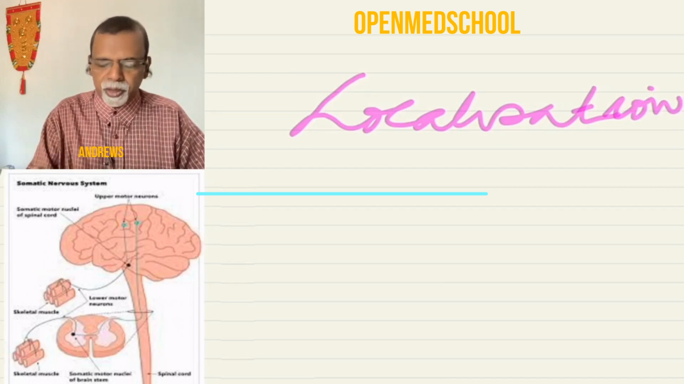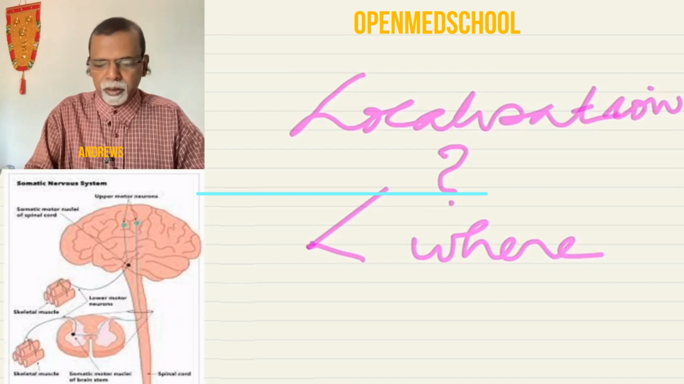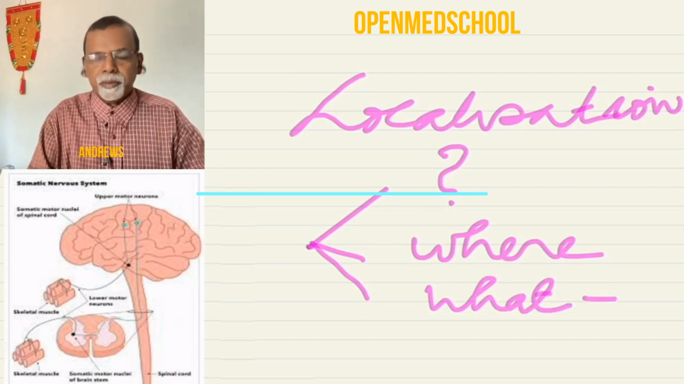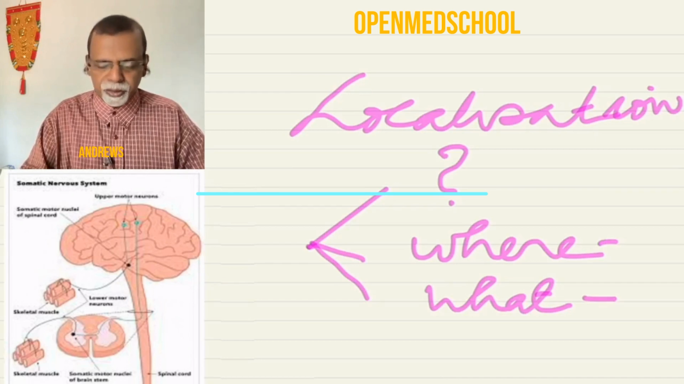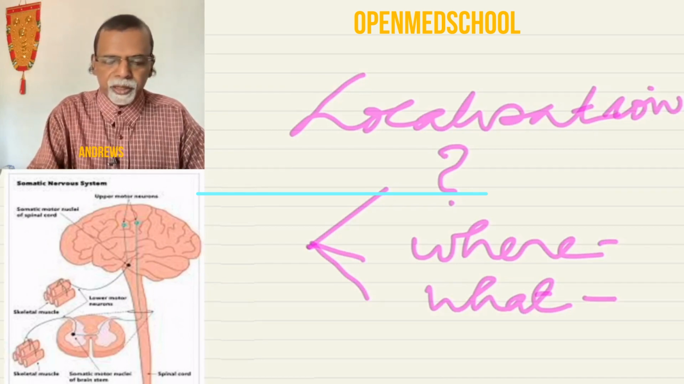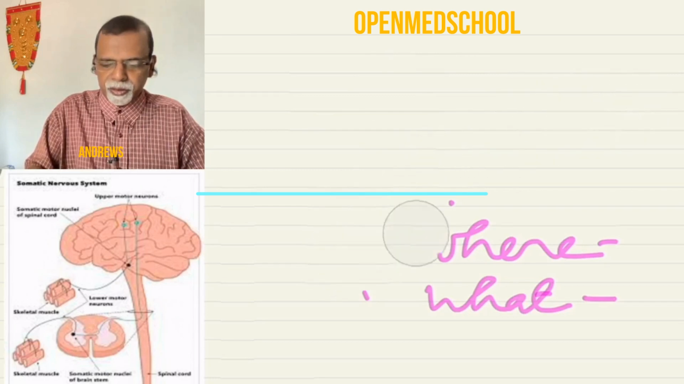Whenever a patient comes with a neurological problem, we have three questions. Has the patient got a disease? If yes, where is the problem? And then what is the problem? What means etiology or the pathology. Where means the anatomical localization. So today's discussion is on this anatomical localization.